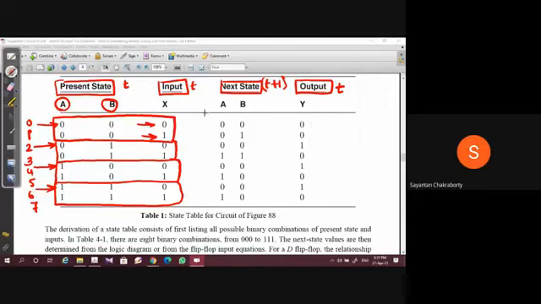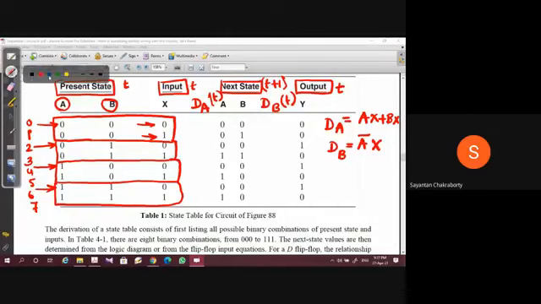Now, if I write down the corresponding equations, I'll just write dA here and dB here. What is dA? dA is nothing but AX plus BX, and dB is nothing but A bar X. Now, in case of a D flip-flop, we know that the output at the t plus 1th instant is nothing but D at t. So this A and B, that is the t plus 1th instant output, will be the same as dA at t and dB at t. Similarly, the output equation is given as Y equal to (A plus B) X bar.